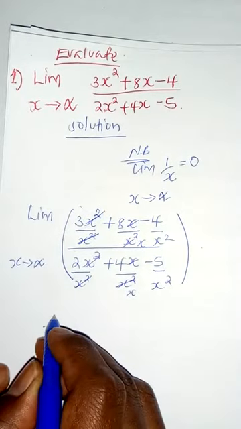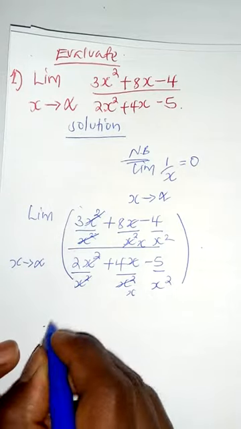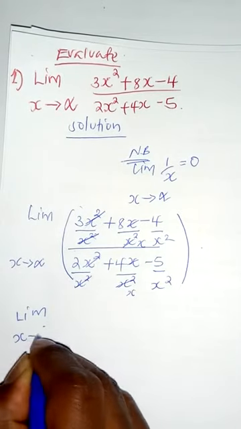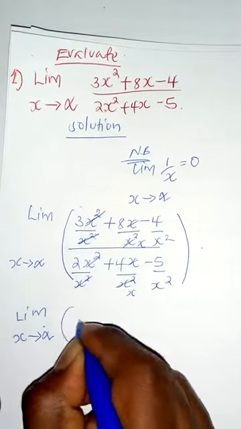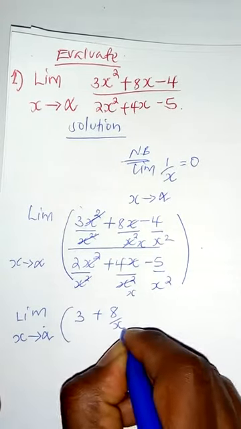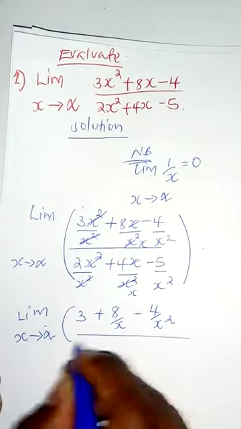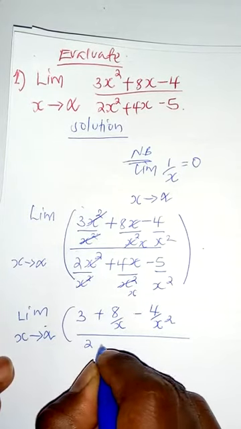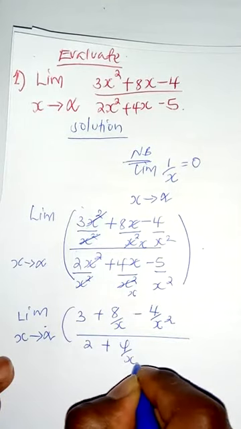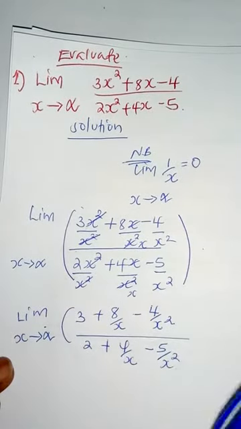So in our next step, we will have the limit when x is approaching infinity of 3 plus 8 over x minus 4 over x squared, over 2 plus 4 over x minus 5 over x squared.